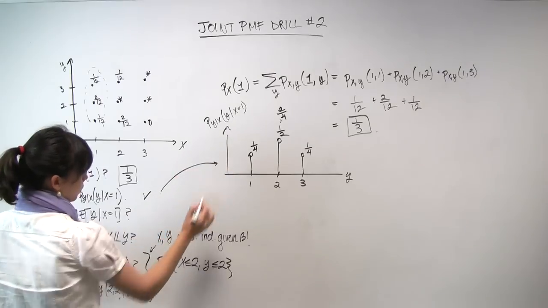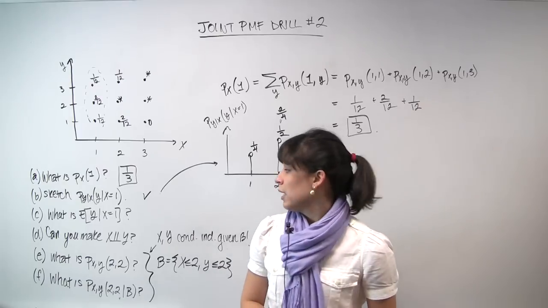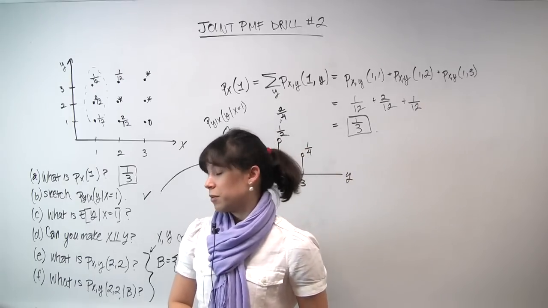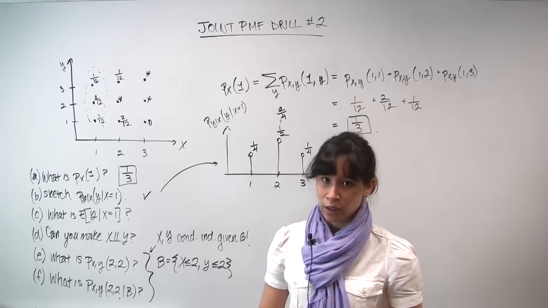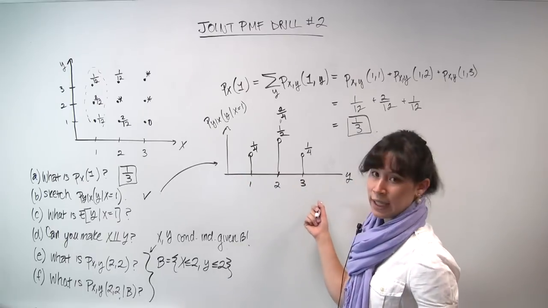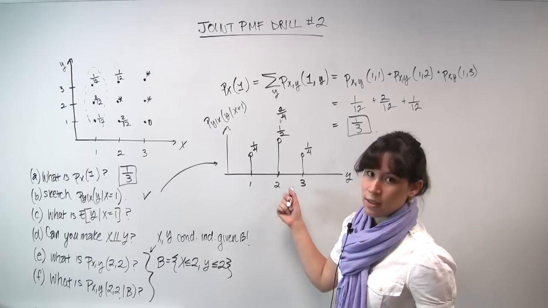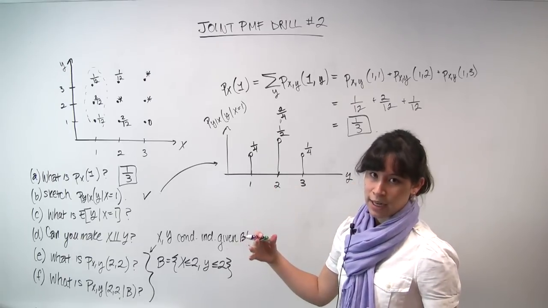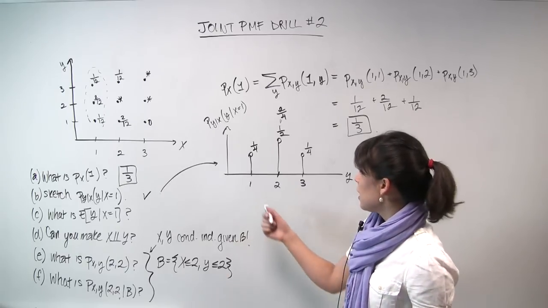Part C actually follows almost immediately from part B. In part C, we're interested in computing the conditional expectation of y given that x is equal to 1. So we've already done most of the legwork because we have the conditional PMF that we need. And so expectation, you guys have calculated a bunch of these by now, so I'm just going to appeal to your intuition and to symmetry.